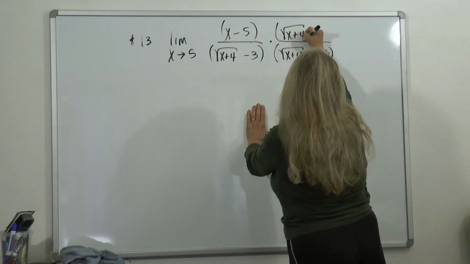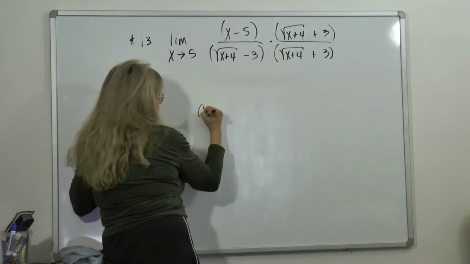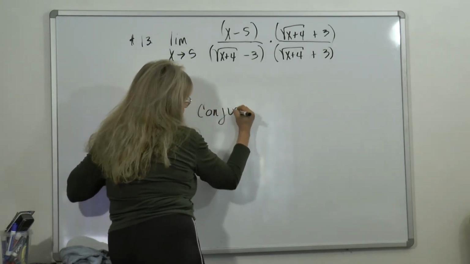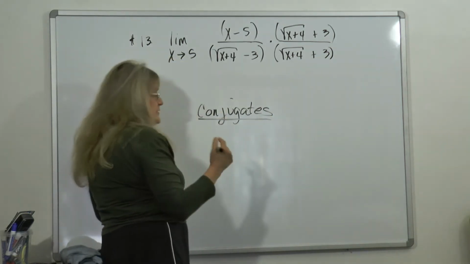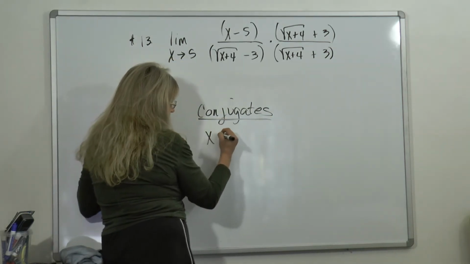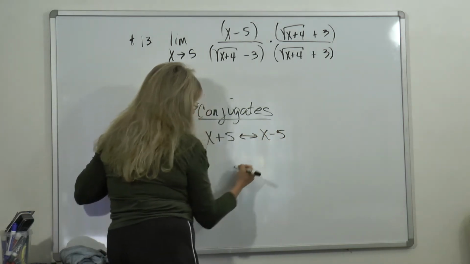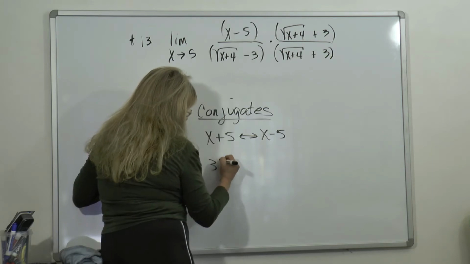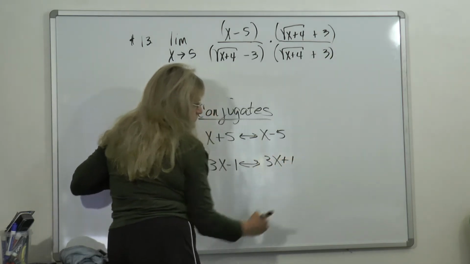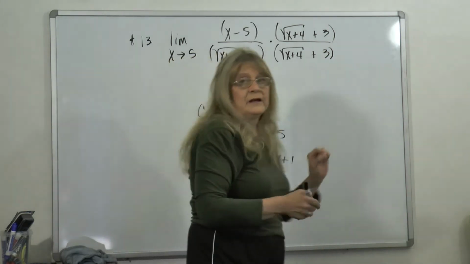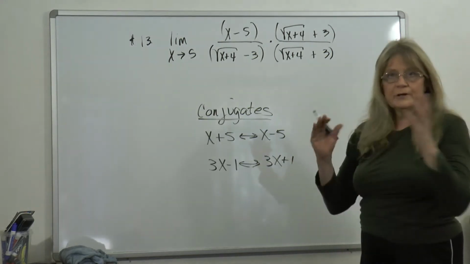Okay, so top and bottom are going to be identical. Just a little side thing. A conjugate just means the middle term is different. So the conjugate to x plus 5 is x minus 5. The conjugate to 3x minus 1 is 3x plus 1. So only the middle term changes. Here's why conjugates are so helpful. If you multiply conjugates, the middle term goes away.